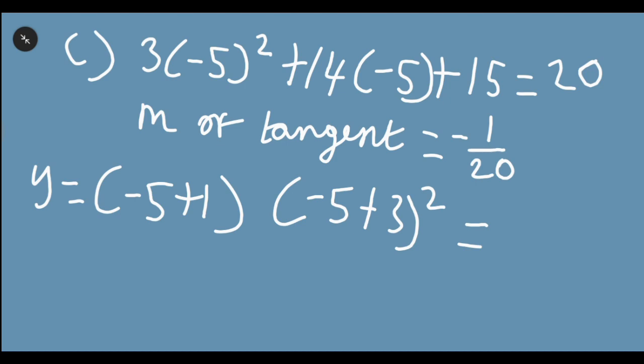Minus 4 times minus 5 plus 3 is equal to minus 2. Minus 2 squared is equal to 4, which would be minus 4 times 4, which would equal to minus 16. That is our y coordinate. So let's write the coordinate down right here. So it'd be 5 minus 16.